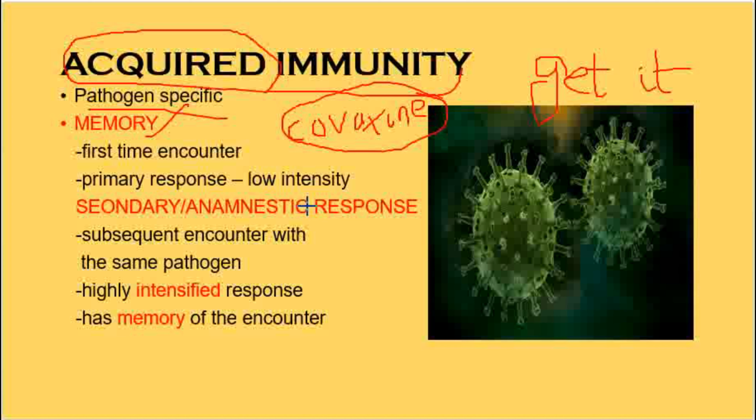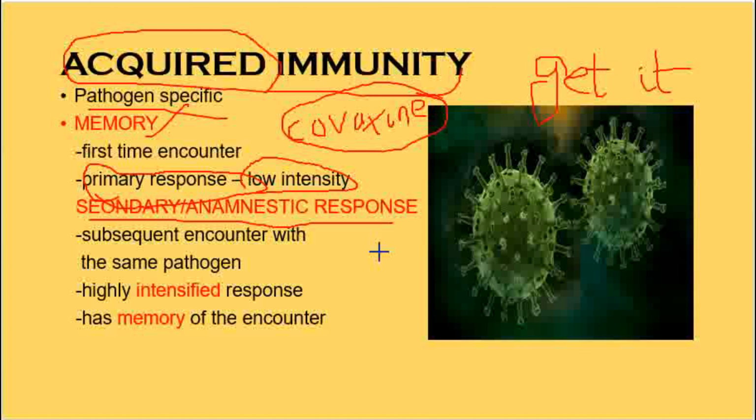So during the first encounter, when a foreign particle or a bacteria or a virus is going to infect you for the first time, you will get a primary response from your immune system which will be of low intensity. But when you encounter the same bacteria a second time, you will get a secondary or anamnestic response, which is a subsequent encounter with the same pathogen. That is, the same pathogen, not a different one, which attacked you during the primary response.